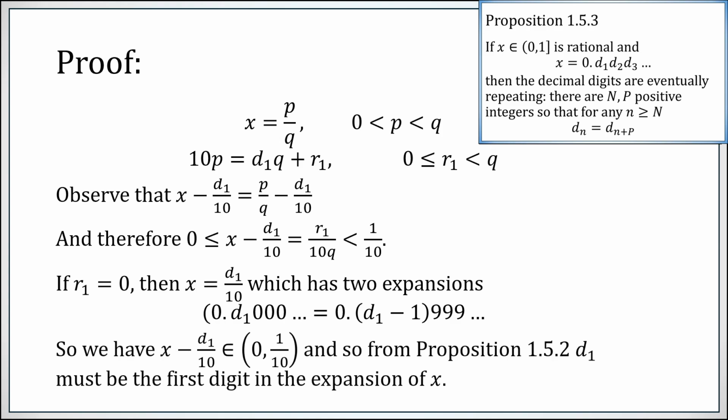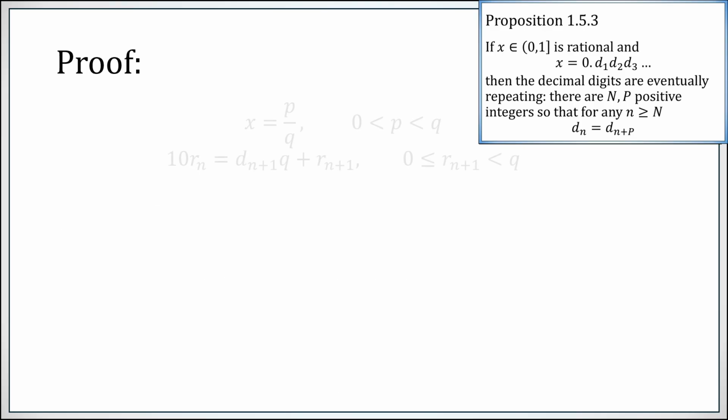If r1 isn't 0, then this isn't equal to 0 here, so x minus d1 over 10 is strictly between 0 and a tenth. And if x minus d1 over 10 is strictly less than a tenth and positive, from prop 1.5.2 we would know that d1 has to be the first digit in the expansion of x. So the way we kick-started this inductive construction of digits by picking a d1 to begin with, that has to be the first digit of x.